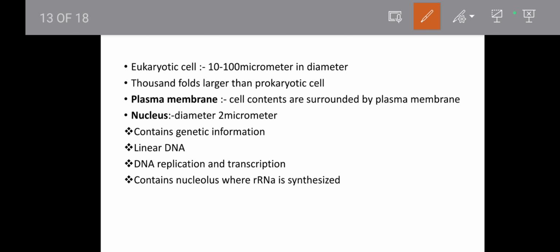Eukaryotic cell is around 10 to 100 micrometer in diameter. Eukaryotic cells are 1000 folds larger than prokaryotic cells. Eukaryotic cells are surrounded by plasma membrane, which is made up of phospholipid bilayer. Eukaryotic cells contain nucleus. Its diameter is around 2 micrometer. Nucleus contains genetic information, which is of linear DNA. In nucleus, DNA replication and transcription occurs. Nucleus contains nucleolus, where rRNA is synthesized, and in turn it helps in ribosome synthesis.